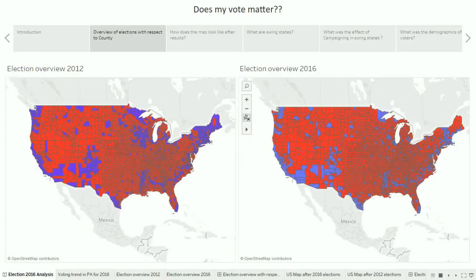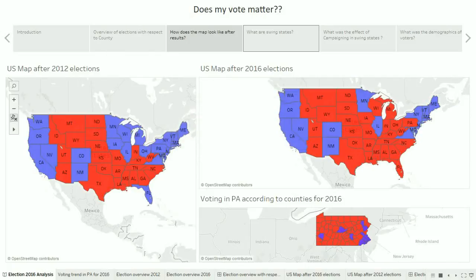In this dashboard, we present you the comparison of county-wise elections for the year 2012 and 2016. Looking at both the maps, we can see that Republicans dominate during the elections. But as we know the results, the Democrats were the winner during the 2012 elections and the Republicans in 2016. Let's see how the US map looks state-wise after the elections.